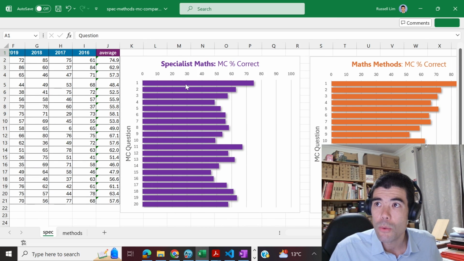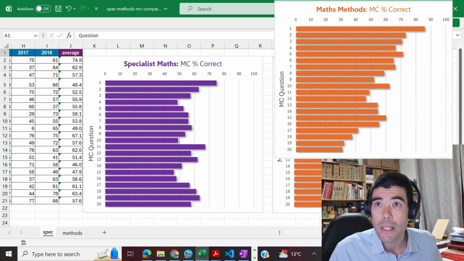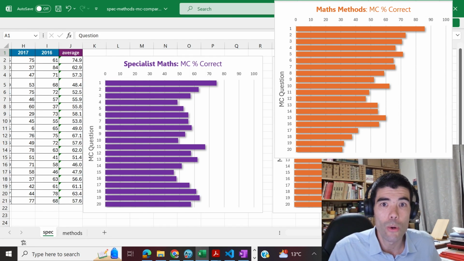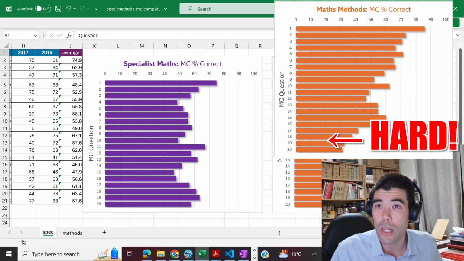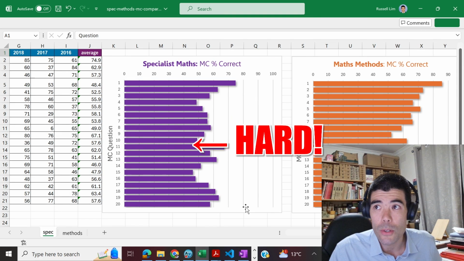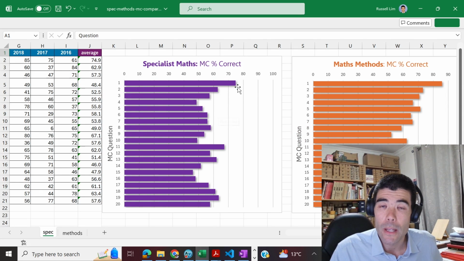So for example, question 1 had a 75% success rate, and in maths methods, question 1 had an 85% success rate. So interesting thing, if we look at the maths methods exams for the last 8 years, we can see that the hardest questions are almost always at the end of the multi-choice section. Whereas for specialist maths, that is not the case. And the hardest questions could really be anywhere throughout the 20 questions, probably not question 1, but because they tend to have been arranging the questions in study design order, the hardest questions may not be at the end.